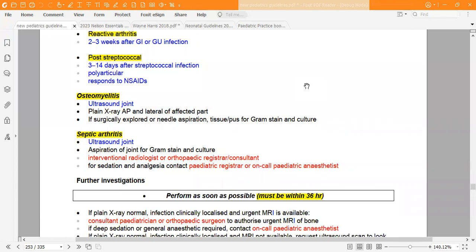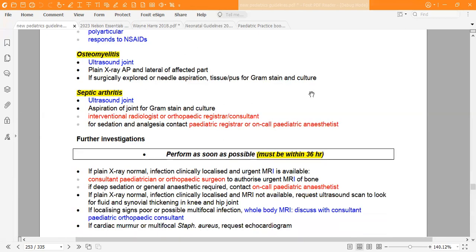Osteomyelitis: ultrasound of the joint, plain X-ray, anteroposterior and lateral of the affected part. If surgically explored or needle aspiration, send tissue or pus for gram stain and culture. Okay, for investigations for osteomyelitis, in here we will do the ultrasound of the joint first. We need to do plain X-ray, anteroposterior and lateral as well. If we need surgical exploration or needle aspiration, any tissue or pus obtained from the site of the lesion, we send it for gram stain and culture.